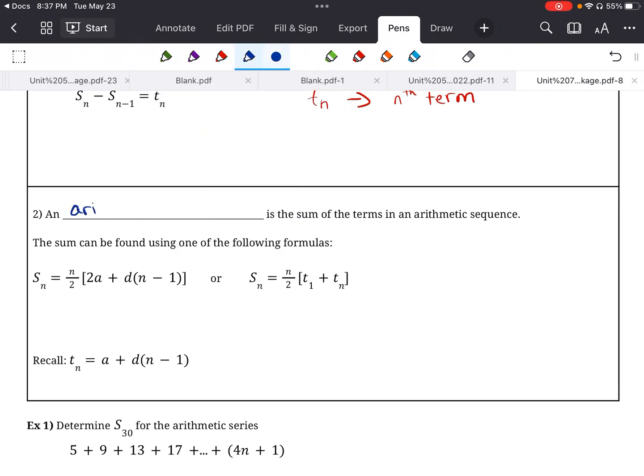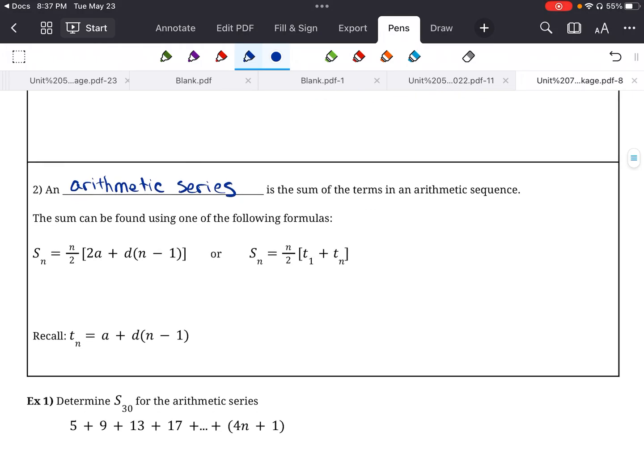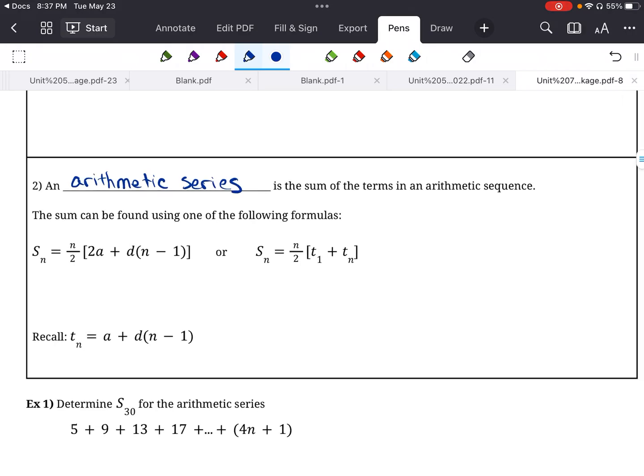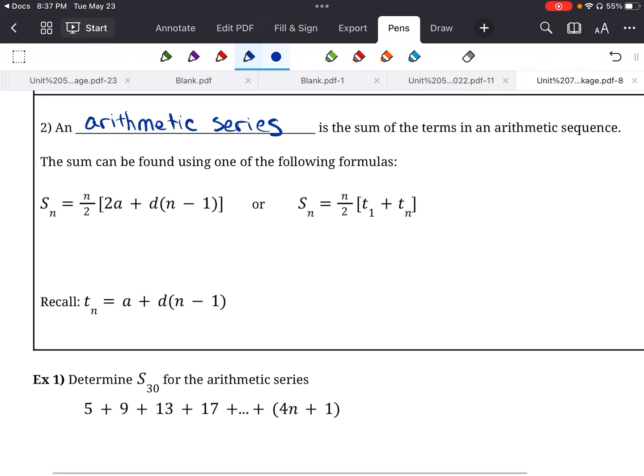An arithmetic series is the sum of the terms in an arithmetic sequence. The sum can be found using one of the following formulas. So we had the basic general term in our recall here, and that was our first number of the sequence plus the difference times n minus 1.